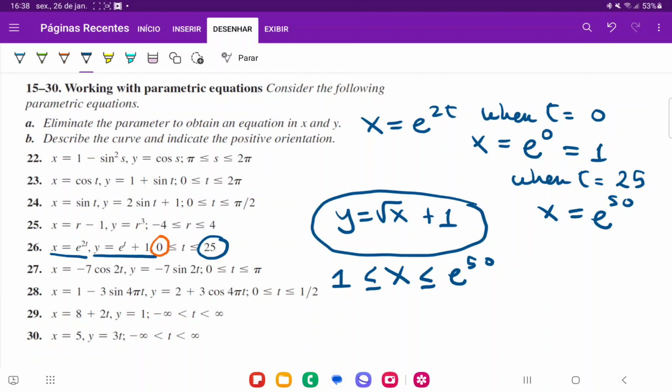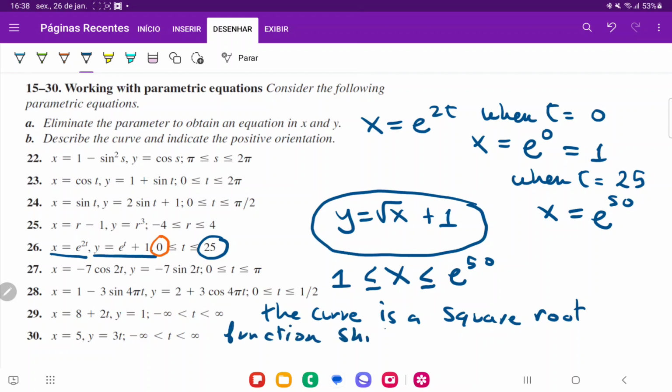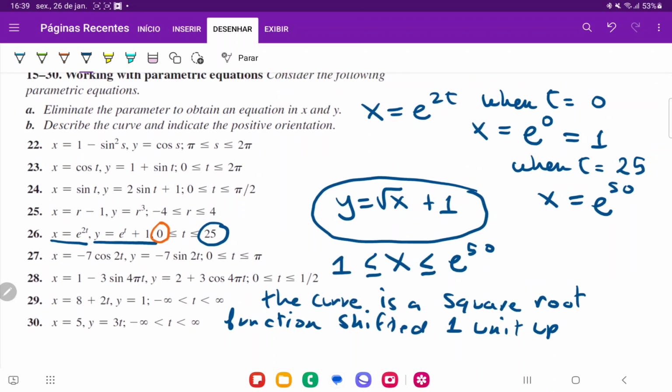Let me see if I've missed anything. No, I have not. So from here, we're now going to describe this curve and indicate the positive orientation. This curve here is just the square root function that has been shifted upwards. So the curve is a square root function shifted 1 unit up, because of this plus 1. And now we just have to indicate the positive orientation, so we have to show where it begins and where it ends.